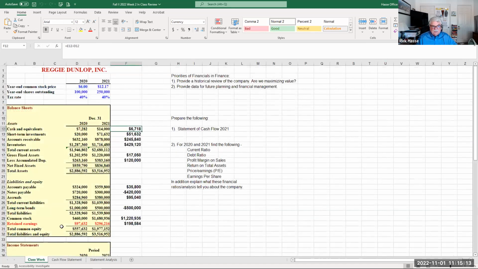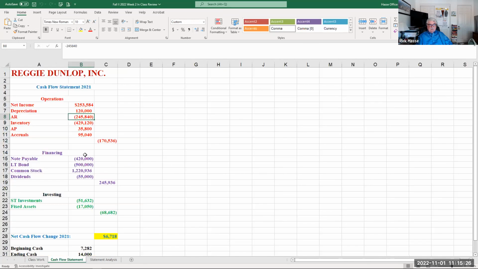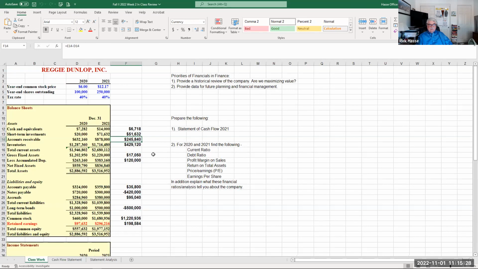Well, if you look at the balance sheet, the accounts receivable went from $632,160 to $878,000. That's a delta of $245,840. Just so happens that amount is on the cash flow statement. What does that mean? Well, if the receivables went up, that means we sold our products and services and have yet to collect the money, collect the cash. Negative cash flow. Same thing with inventory. Inventory was at $1.3 million in 2020.